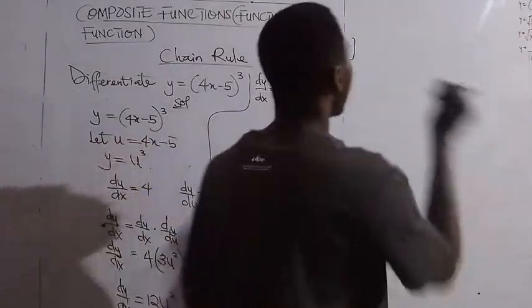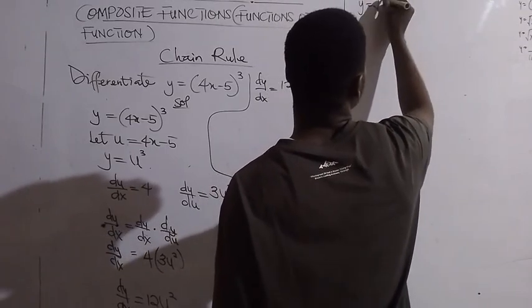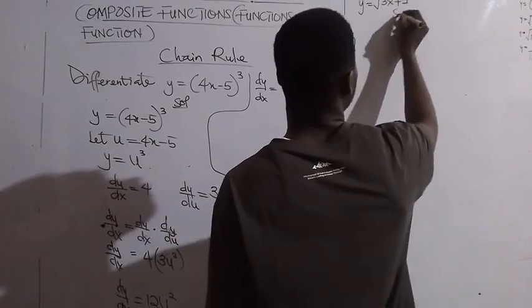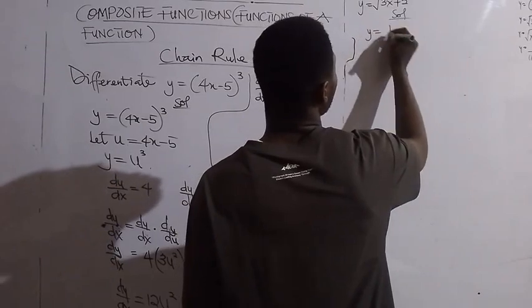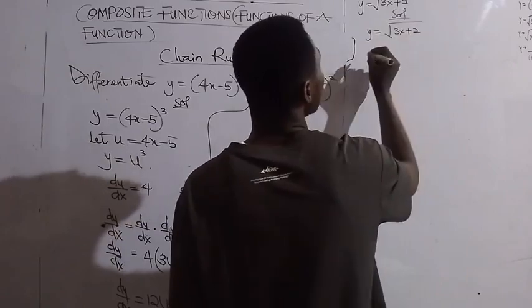For the second question, we have y is equal to root of 3x plus 2. So we repeat the question again. y is equal to what? Root of 3x plus 2. So what we do is that, have you seen this is a square root sign?